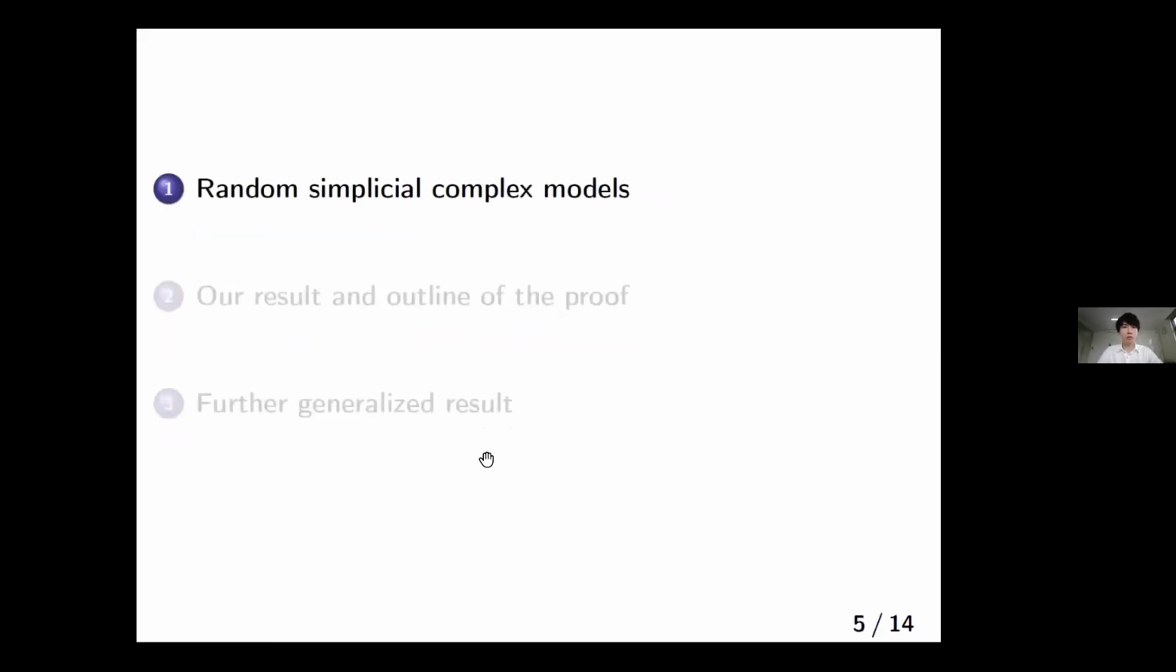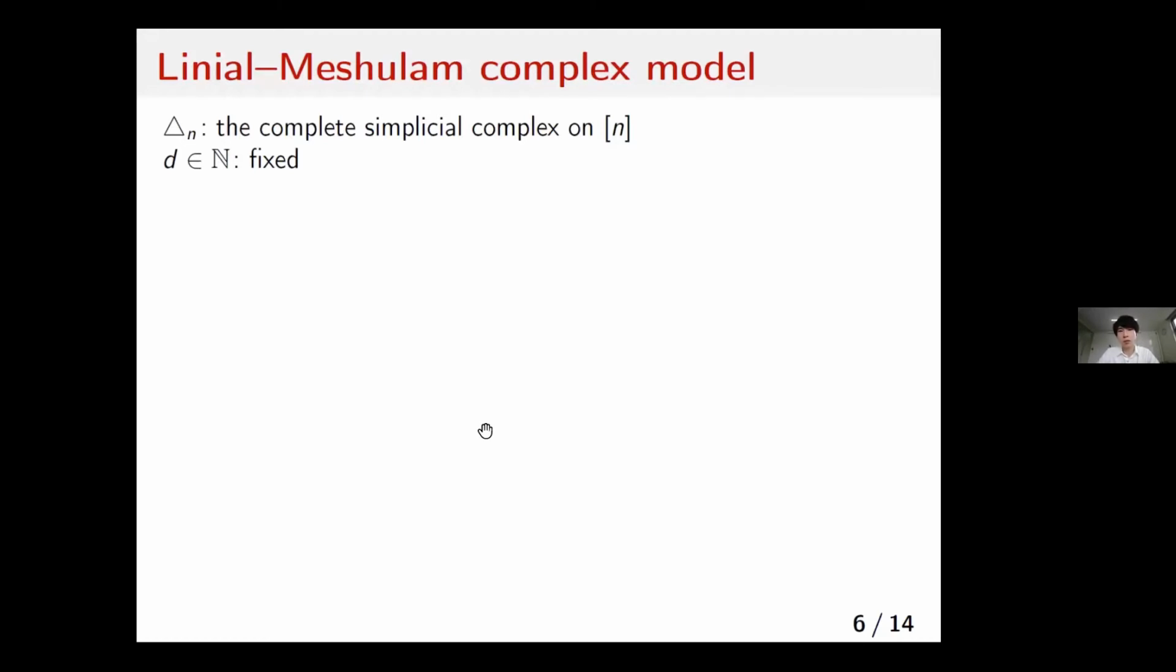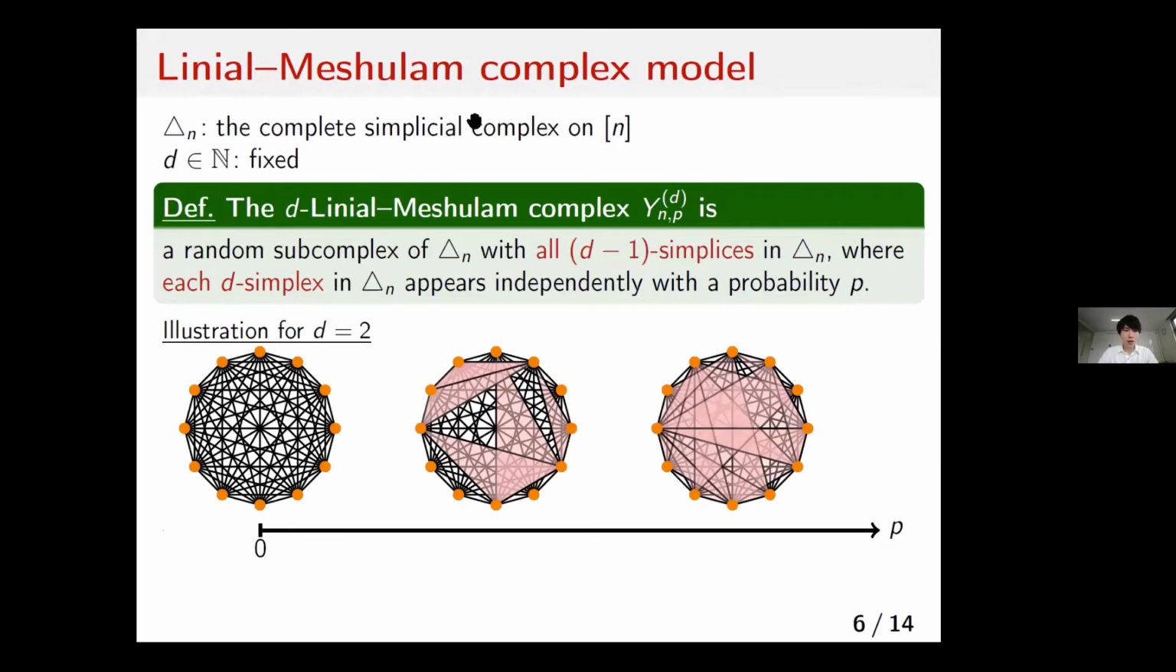Okay, so one of the typical random simplicial complex models is the linear Meshulam complex model. Δ_n is a complete simplicial complex on the vertex set of size n, which has all possible simplices. Let d be fixed as a natural number. Then the d-dimensional linear Meshulam complex, denoted by Y_d(n,p), is defined as a random subcomplex of the complete simplicial complex, which has all possible (d-1)-dimensional simplices, and where each possible d-dimensional simplex appears independently with probability p.